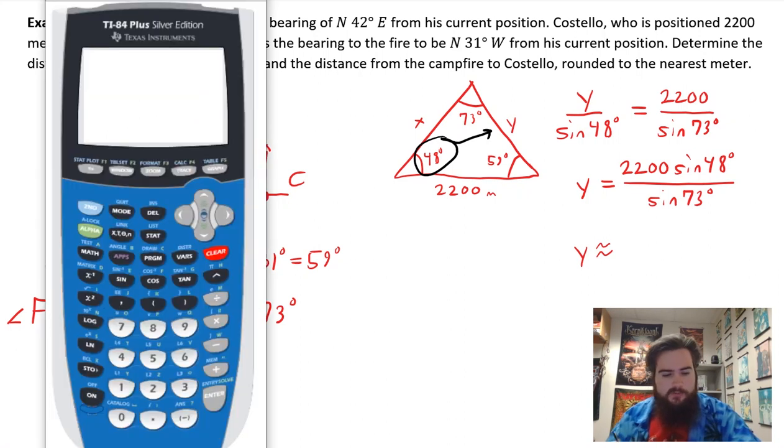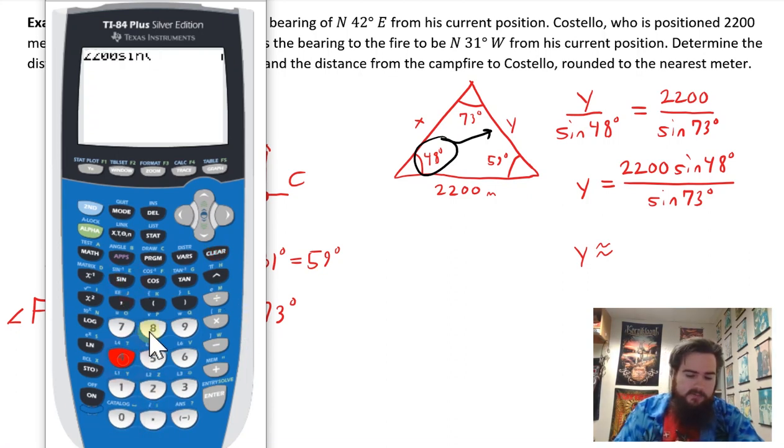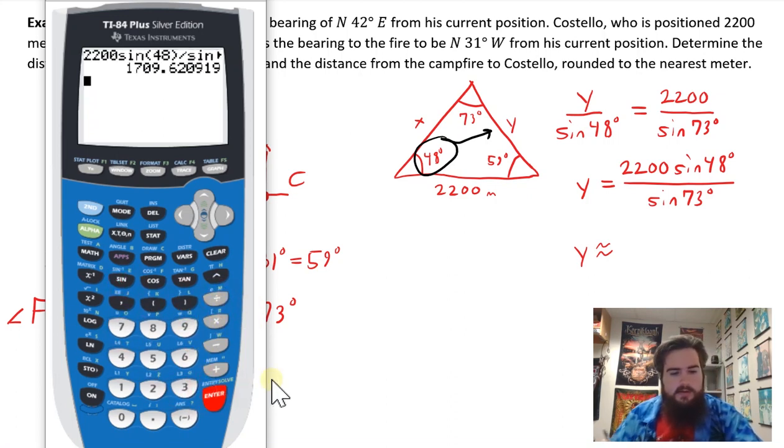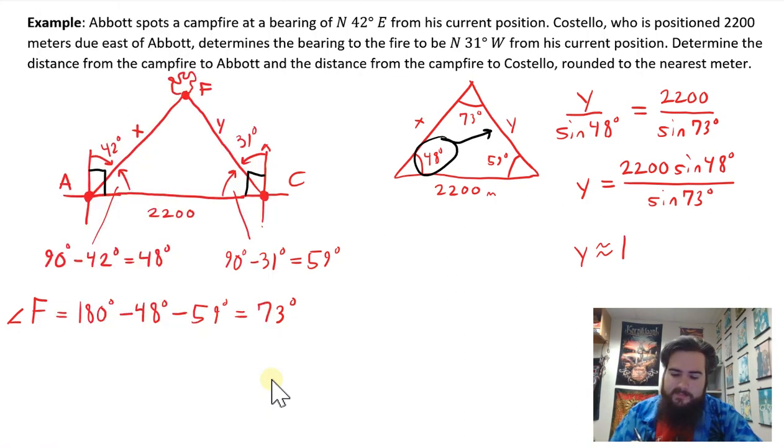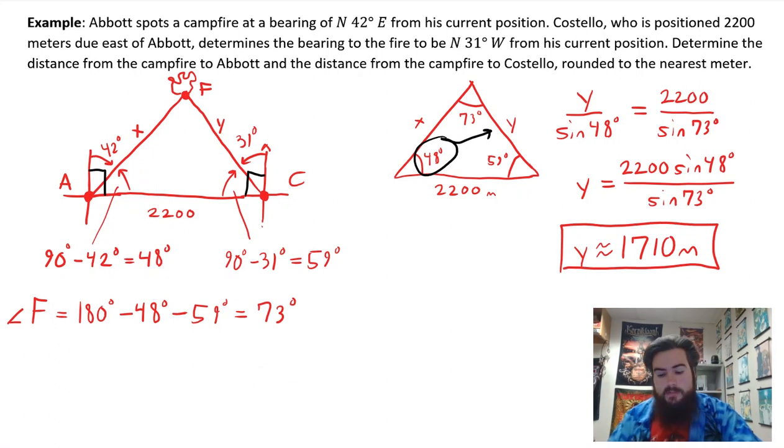Let's use a calculator for that purpose. Make sure you're in degree mode since we're plugging in 48 degrees. 2,200 times sine of 48 divided by sine of 73. That gives me 1,709.6, or to the nearest meter would be 1,710. The only thing left is to solve for x.